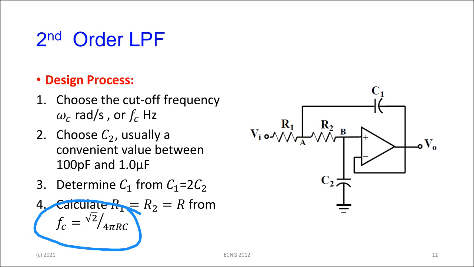You choose a capacitor C2, a convenient value, typically between about 100 picofarad and about 1 microfarad, because you can make the adjustments now on the resistor side. Once you have C2, you make C1 twice that, and then you calculate R from, of course, the cutoff frequency. You know the capacitor value, and you can pick R to suit. So it's up to you, and that's a fairly straightforward process.